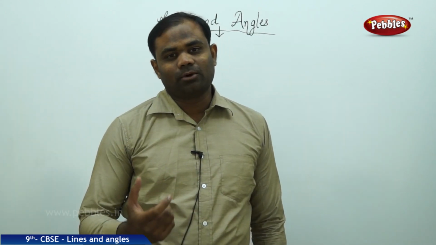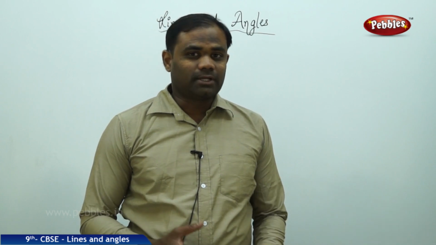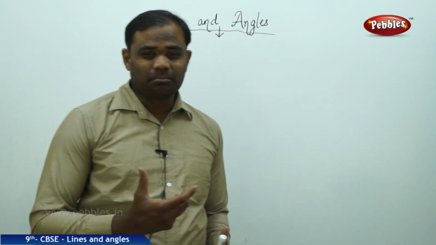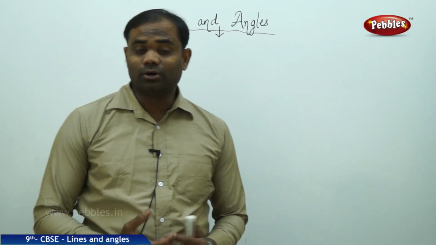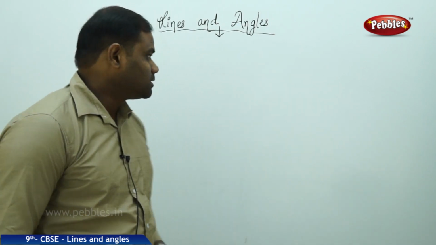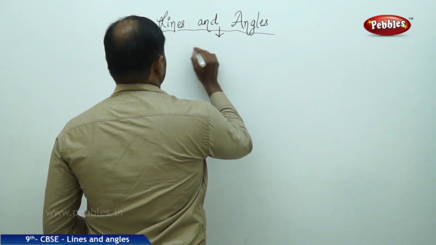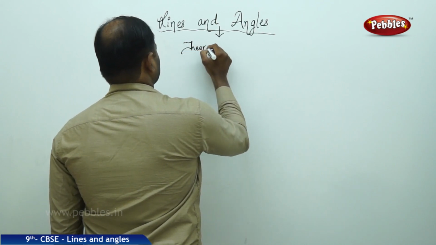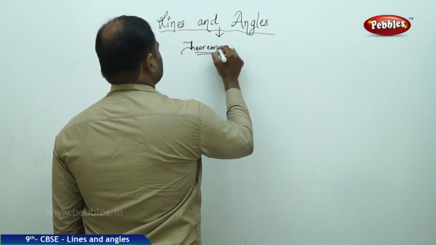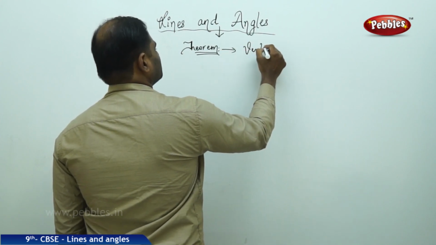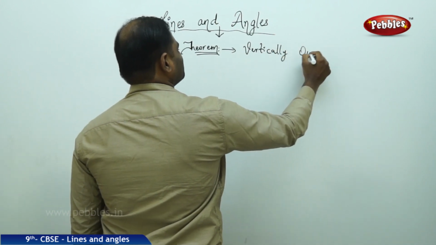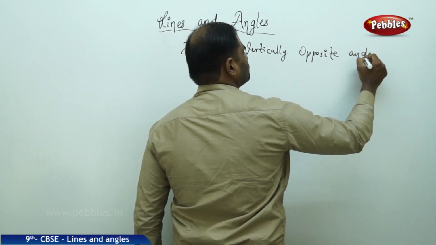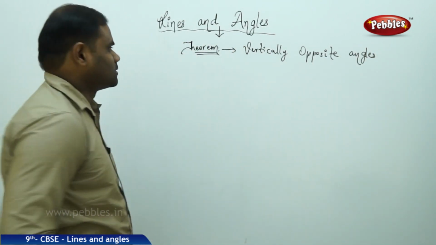Now let's see the property of vertically opposite angles. Now that we have discussed the axioms on linear pair of angles, let's see a theorem which relates to vertically opposite angles.